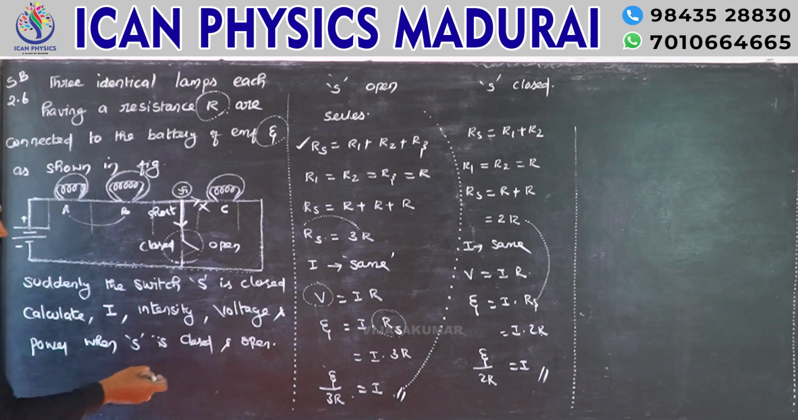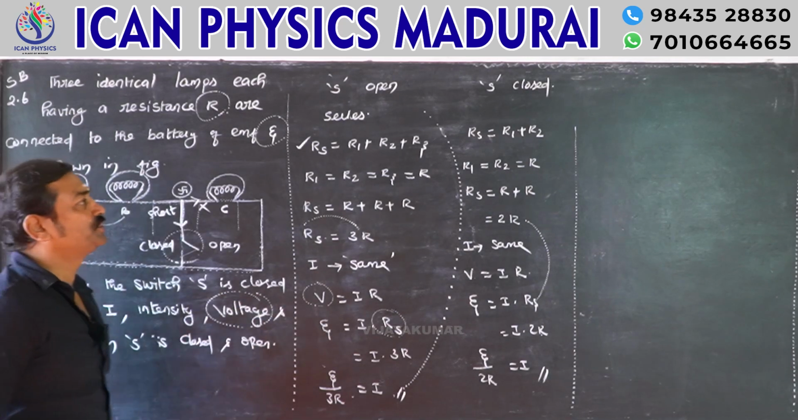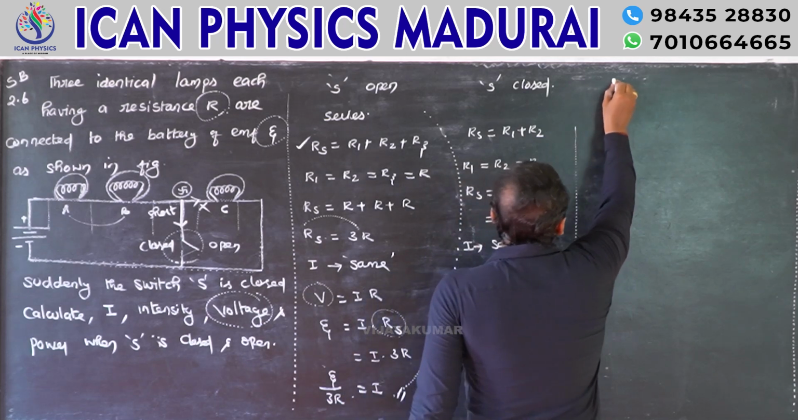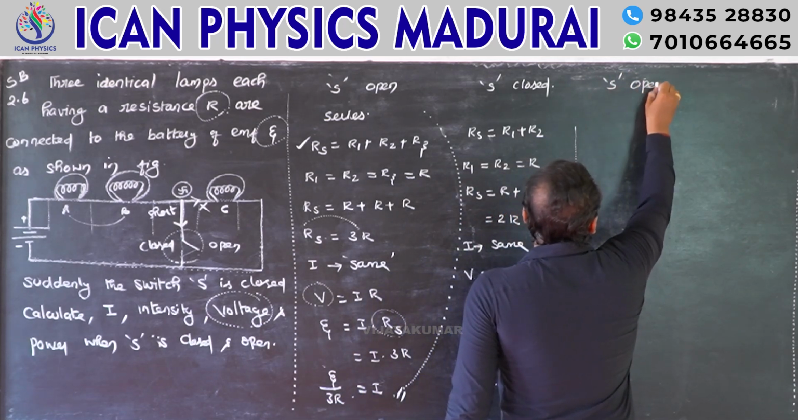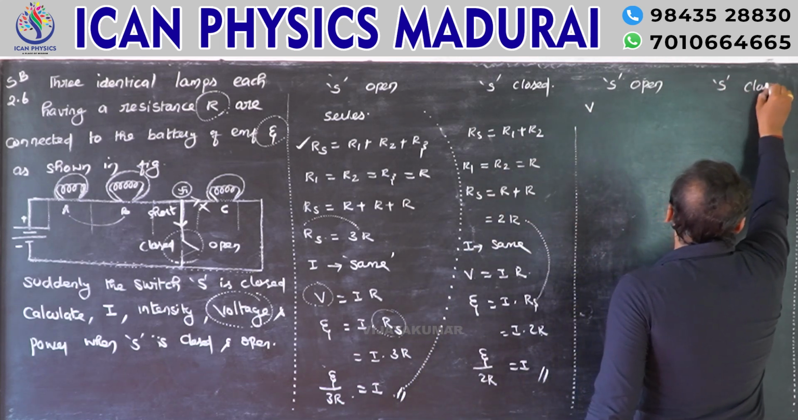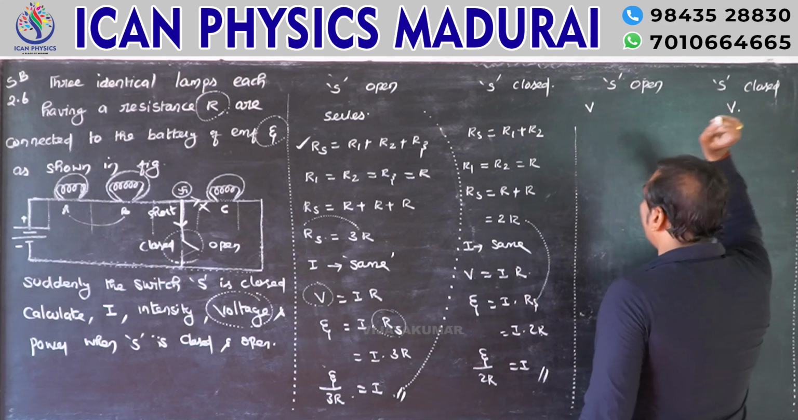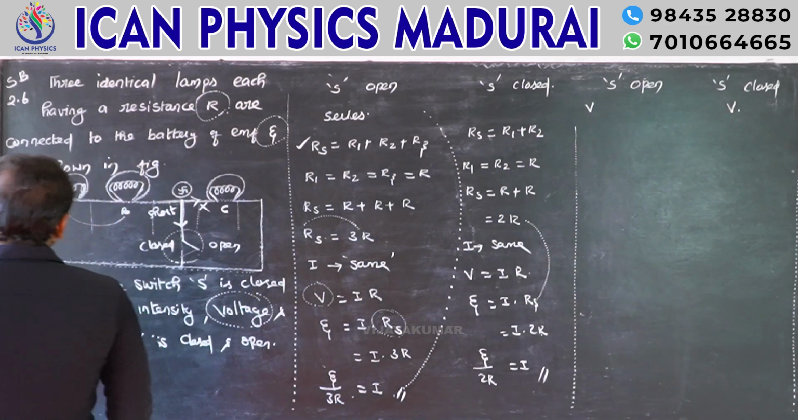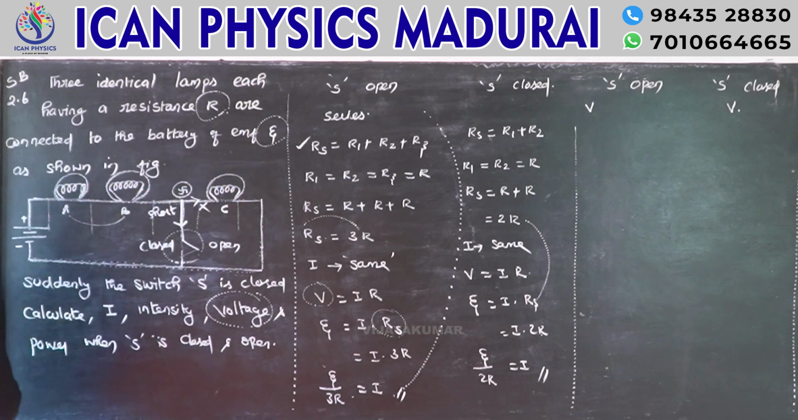No doubt. Secondly, we are going to calculate the voltage. When the switch is open, what about the voltage? When the switch is closed, what is the voltage? When the resistors are connected in series, the current will be the same. But the potential drop across the first one is VA, across the second one is VB, and across the third one is VC. So the potential drop changes.